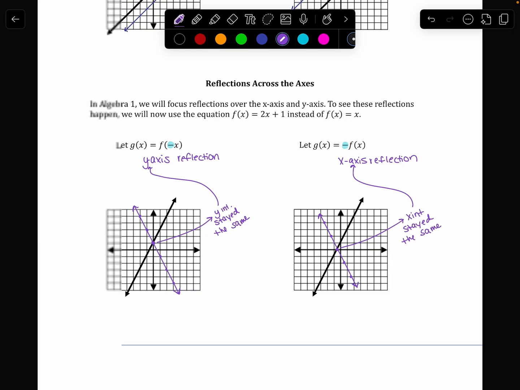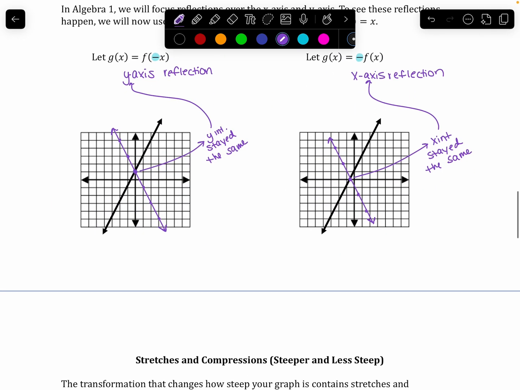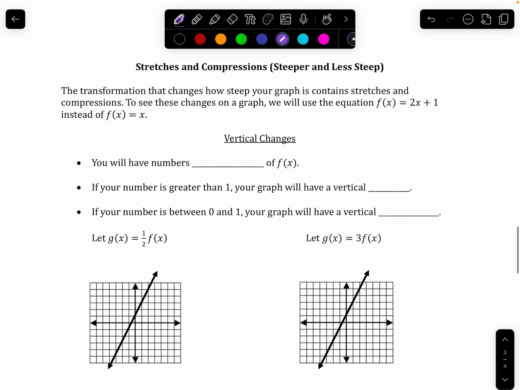And we know that because it's an x-axis reflection. Okay, so those negatives mean reflections. All right, now we're going to move down to stretches and compressions.